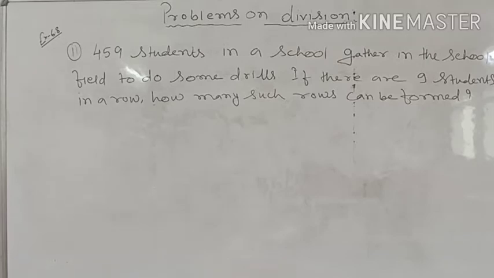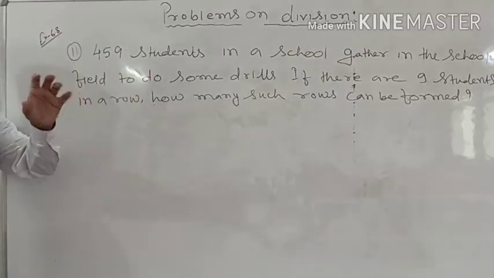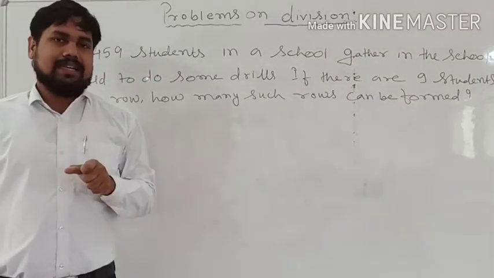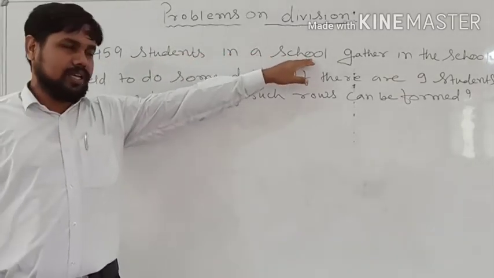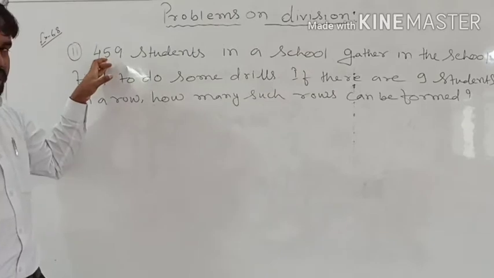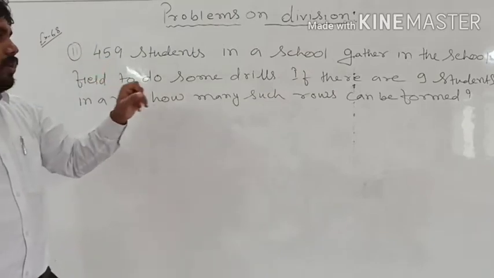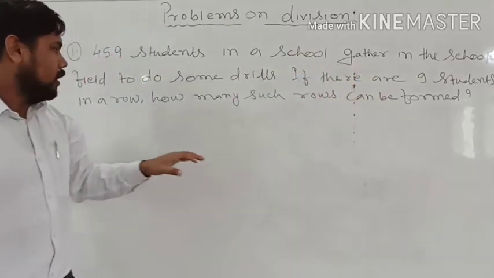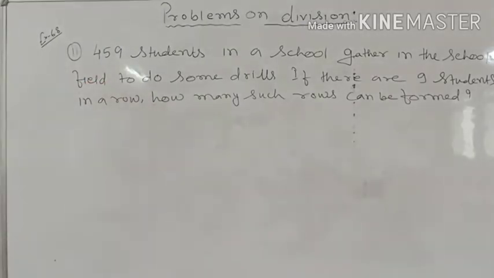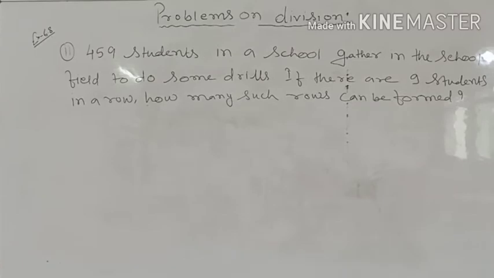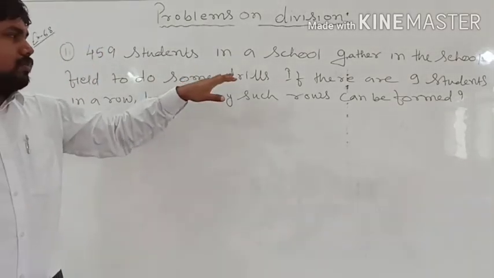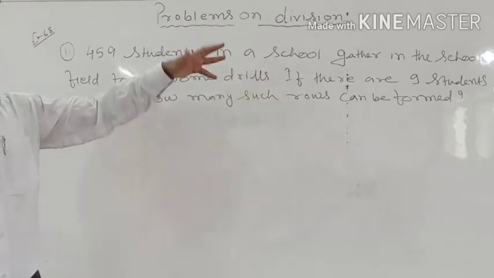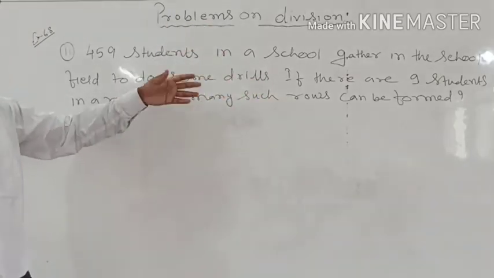Next question it is asking, the most important is this only to understand the question. Okay, so 459 students in a school, there is a school, the total number of students is 459. So they gathered in a school field for some drills. Okay, कुछ trainings या तो कुछ इस तरह से some drills के लिए आए हैं.